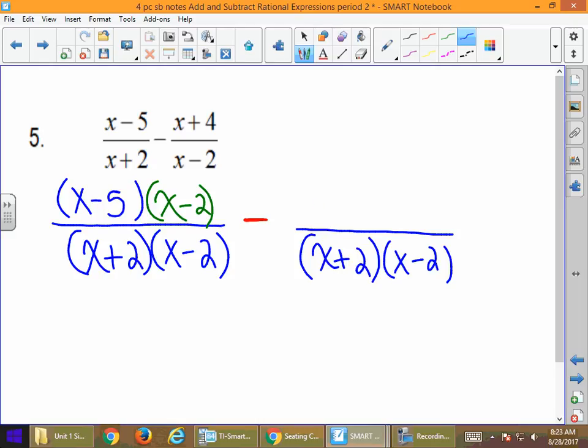Over here on the right-hand fraction, we have an x plus 4 in our numerator already, the top of the fraction. And now what we need to look at is what's in our denominator that wasn't in there before. Well, the x minus 2 was already in there, but now we have an x plus 2. So we're going to put this in.